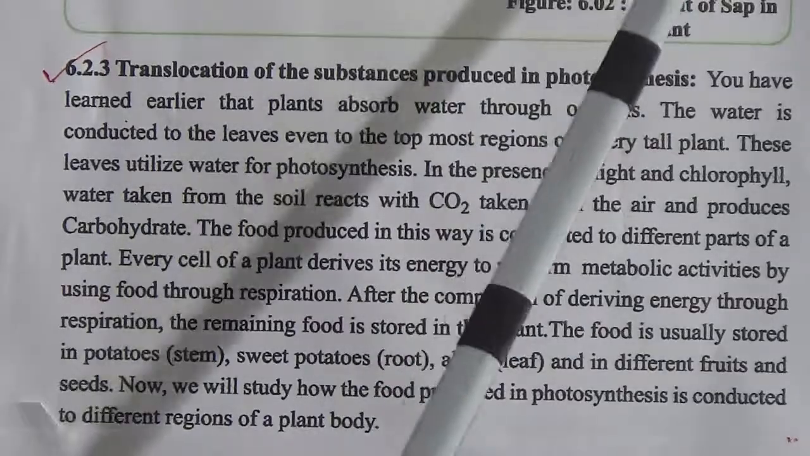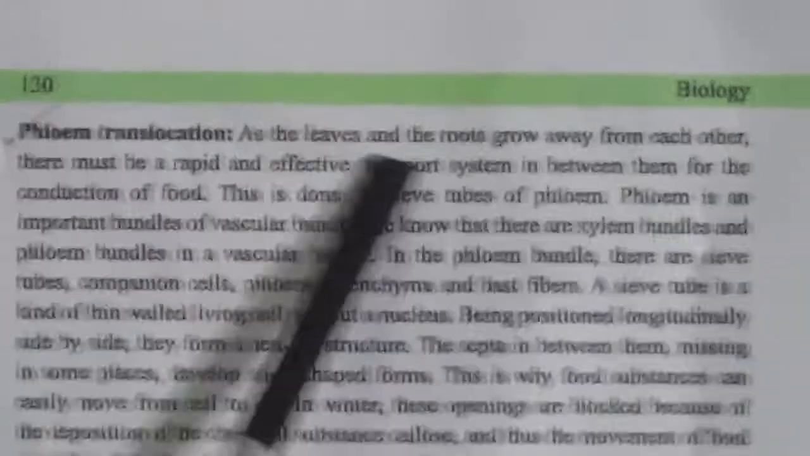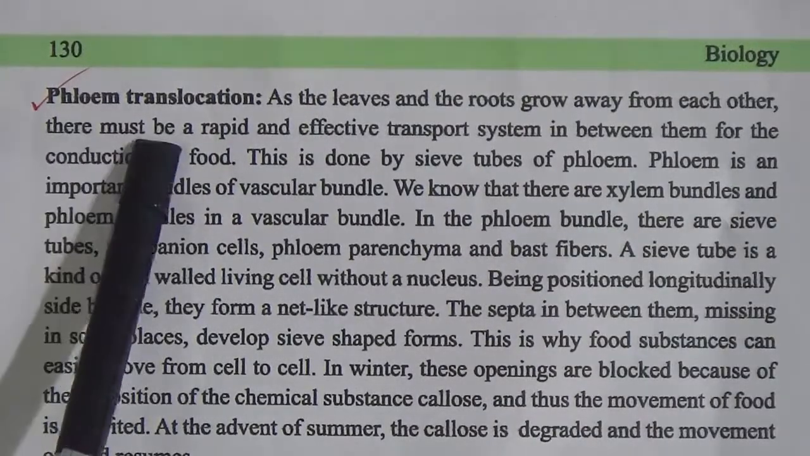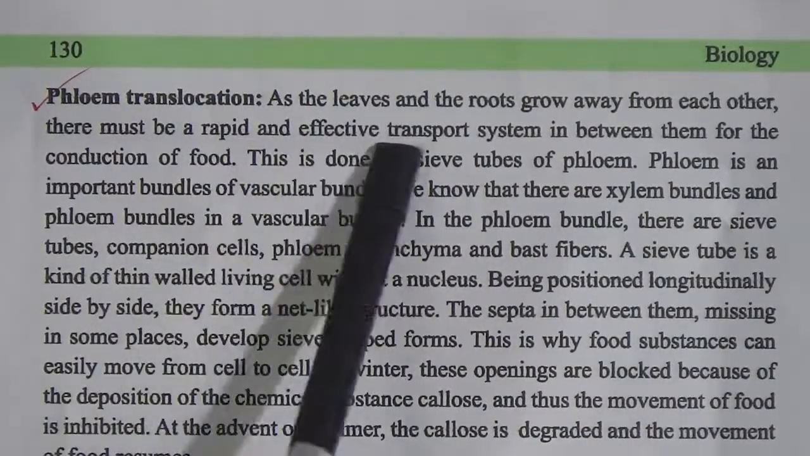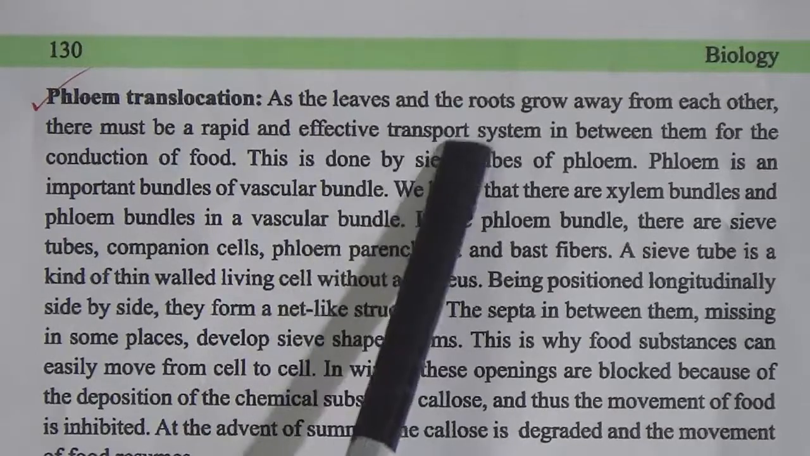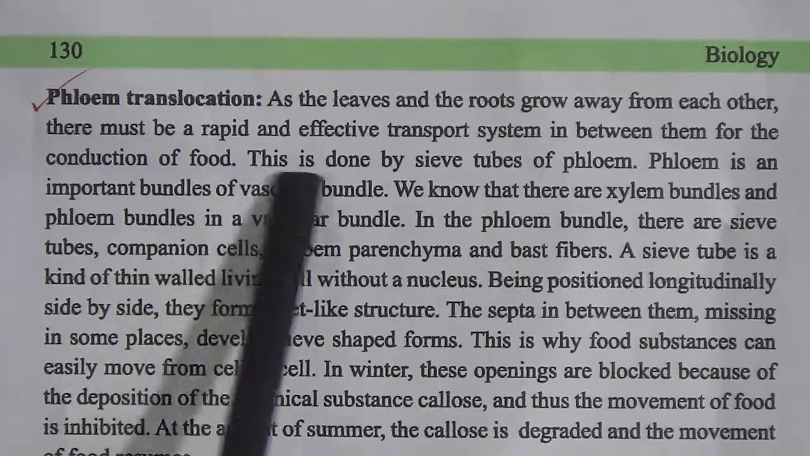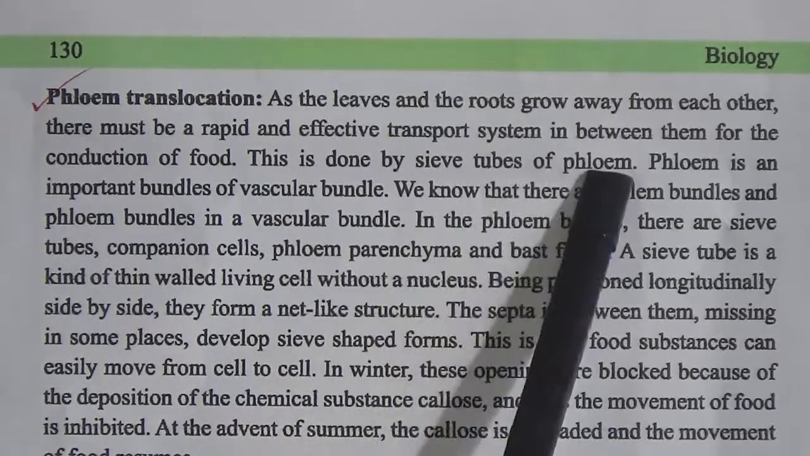Now come to phloem translocation. As the leaves and the roots grow away from one another, there must be a rapid and effective transport system between them for the conduction of food. This is done by the sieve tube or phloem.